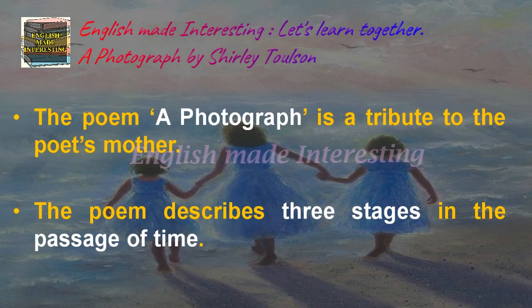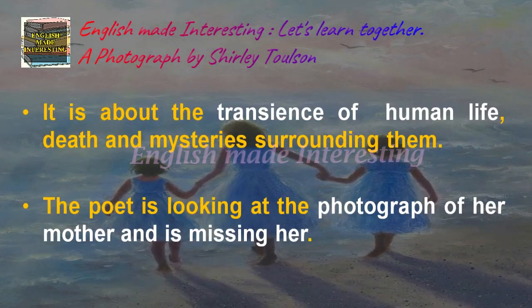The poem, A Photograph, is a tribute to the poet's mother. Tribute means a gift which shows gratitude, respect and admiration to someone. The poem describes 3 stages in the passage of time. It is about the transience of human life, death and the mysteries surrounding them. What is transience? It is a fact or state that lasts only for a short time.